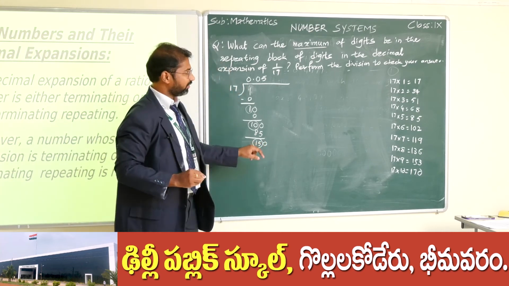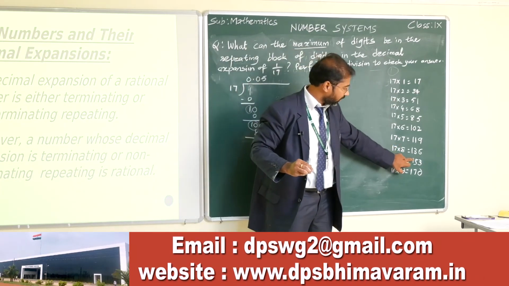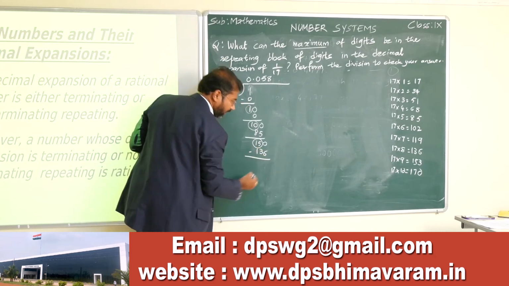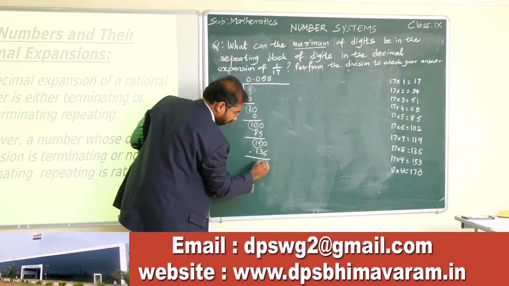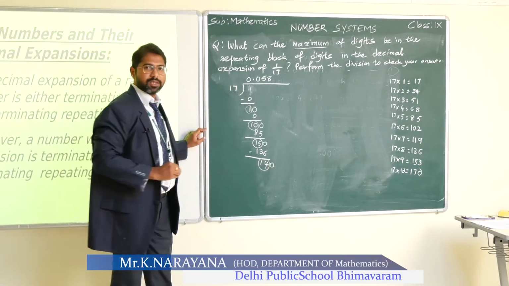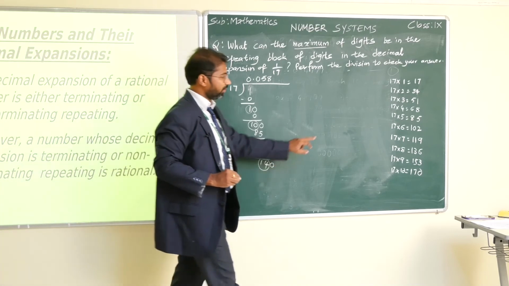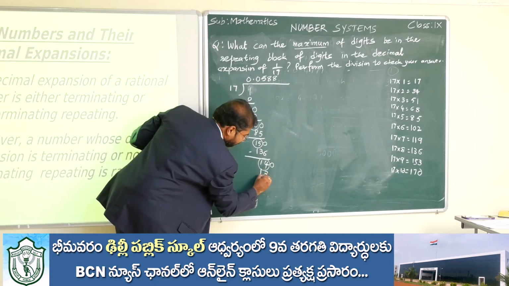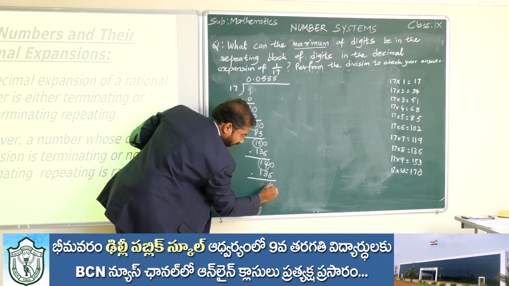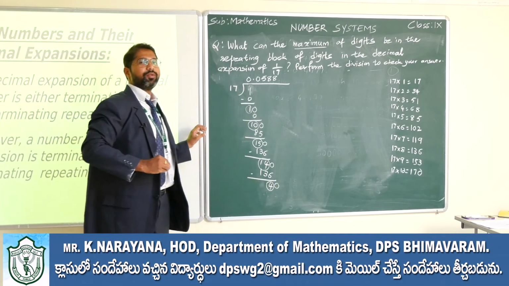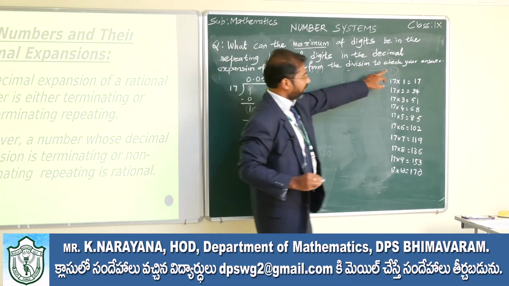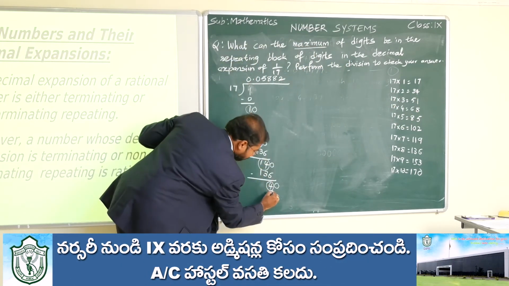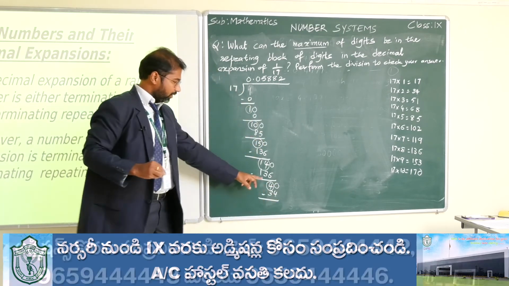Add 0. 150. You can see 17 eights are 136. Now the remainder is 14. Add 0. Now the dividend becomes 140. 140 means again eights are 136. Now the remainder is 4. Add 0 to its right side. Now the new dividend is 40. 40 means 17 twos are 34. Now the remainder is 6.